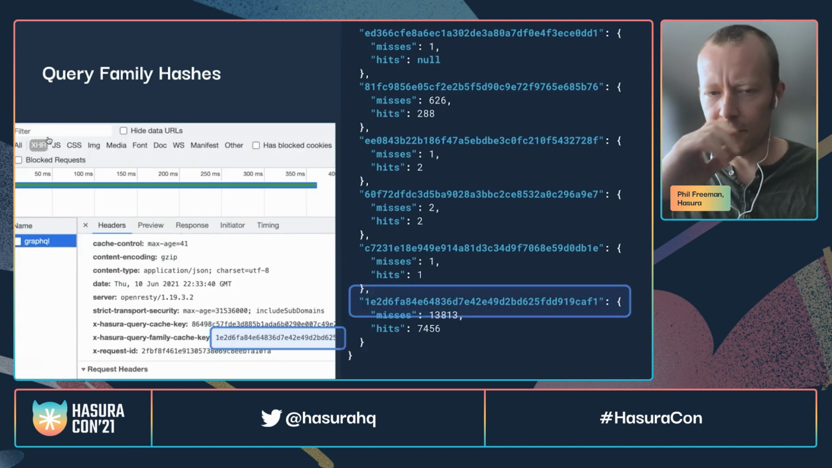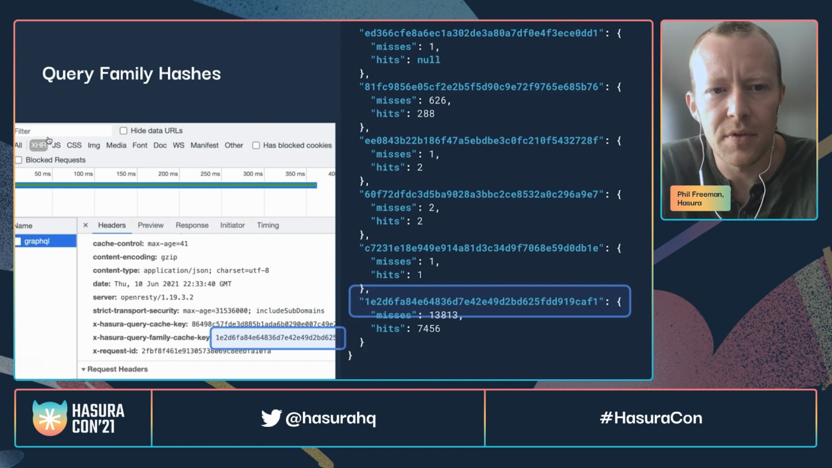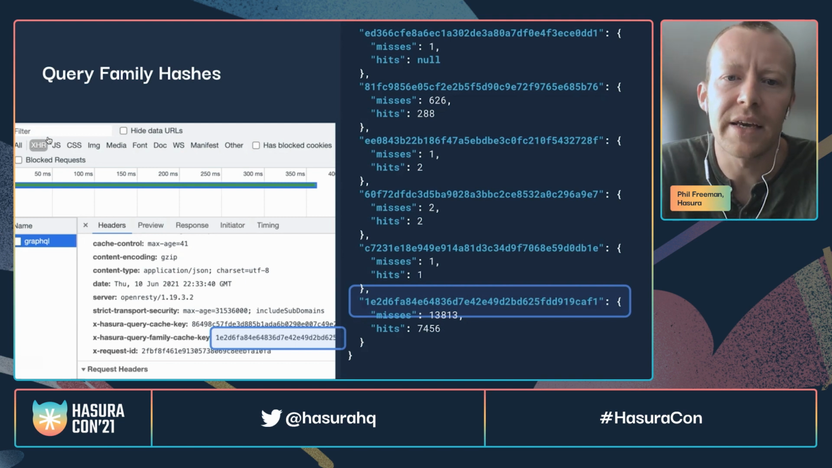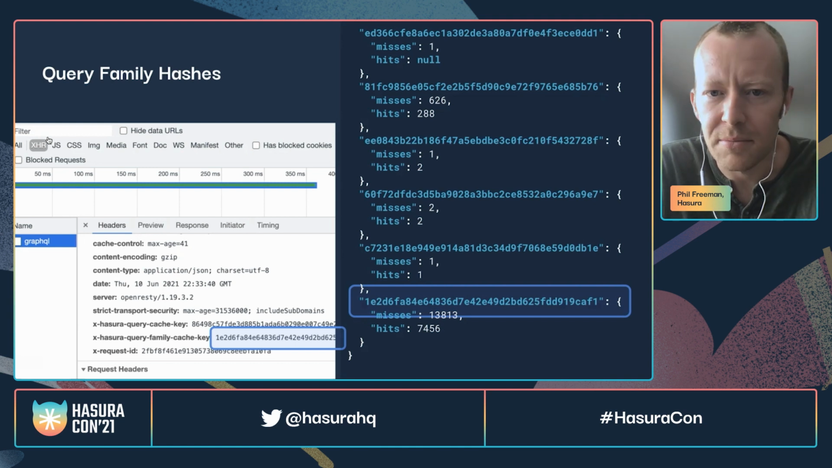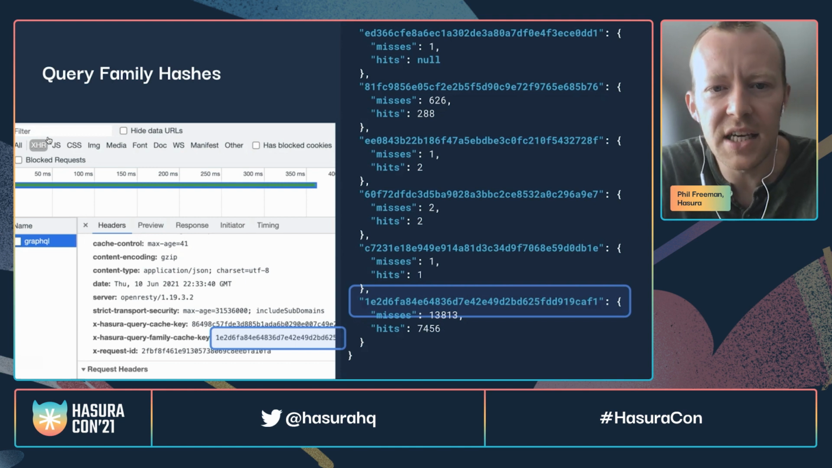So if you want to find out the performance of any given query, you can get these hashes from the response headers of the query. Here, for example, I'm picking out the family hash from the Chrome network tab, and then correlating that hash with the output of the metrics API. In this case, the performance of the cache actually isn't so great, because it looks like I'm getting about twice as many cache misses as hits, unfortunately.